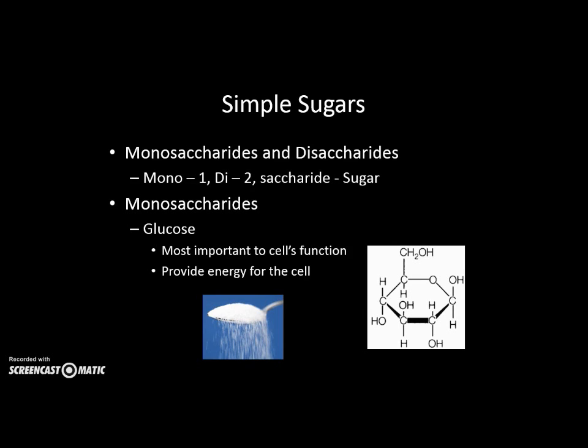Now, complex sugars are composed of multiple carbon rings in a line. Glucose is most important to cell's function because it provides energy for the cell and is the only way that cells will take in this energy. Any other types of sugars will be broken down into glucose so that the cells could use it.